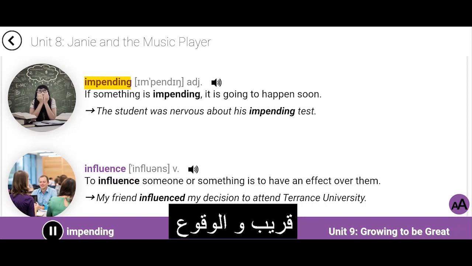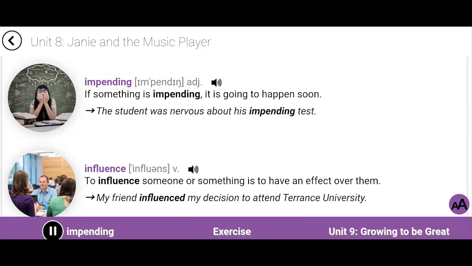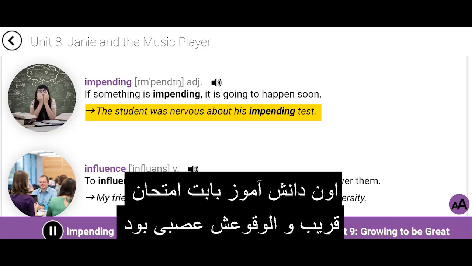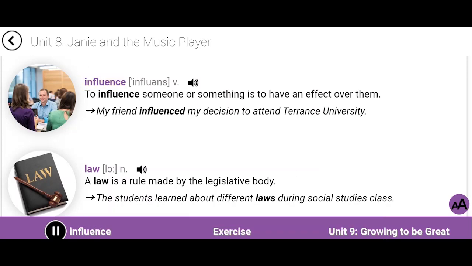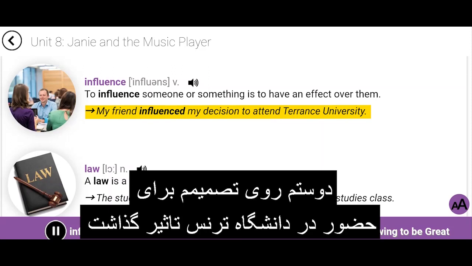Impending. If something is impending, it is going to happen soon. The student was nervous about his impending test. Influence. To influence someone or something is to have an effect over them. My friend influenced my decision to attend Terrence University.